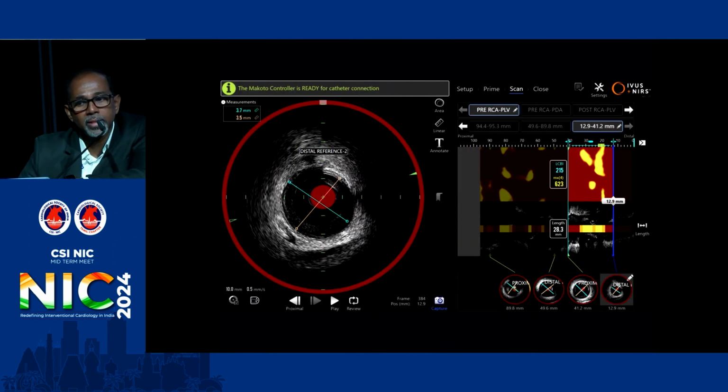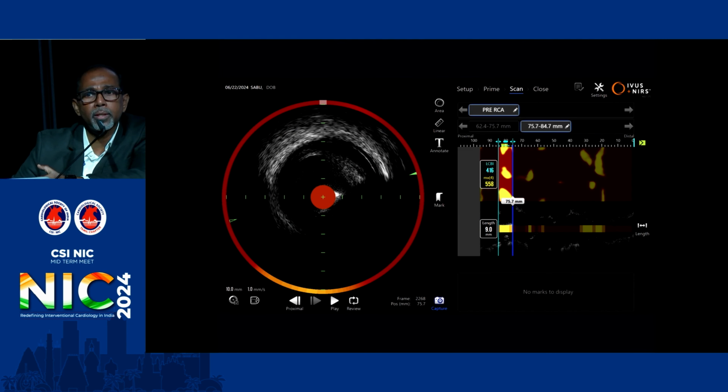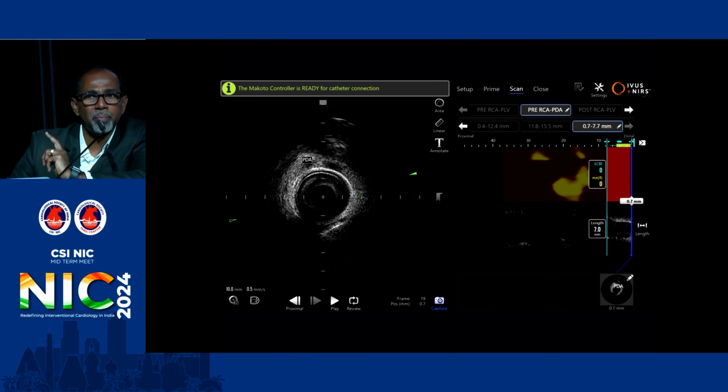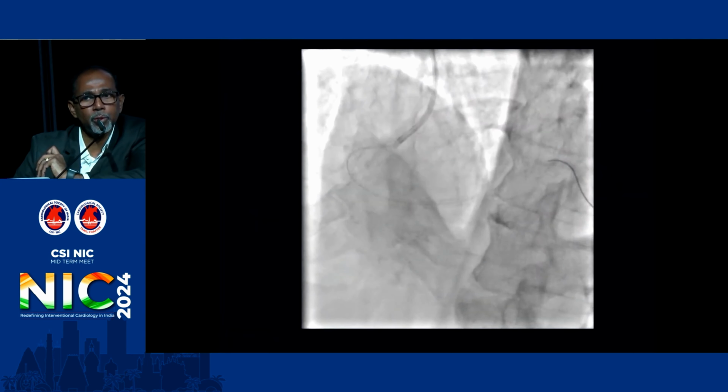So we did an IVUS NIRS evaluation. You could see in the first image that in the distalmost portion, in the PLV, there was a huge amount of lipids, and in the proximal right coronary artery also the intermediate lesion was having a huge amount of lipids. We also had a pullback from the PDA branch. In this particular image, you could see that there is no significant lipids in the PDA branch. So we understood that PLV was containing a huge amount of lipids. The proximal right coronary artery was having a huge amount of lipids.